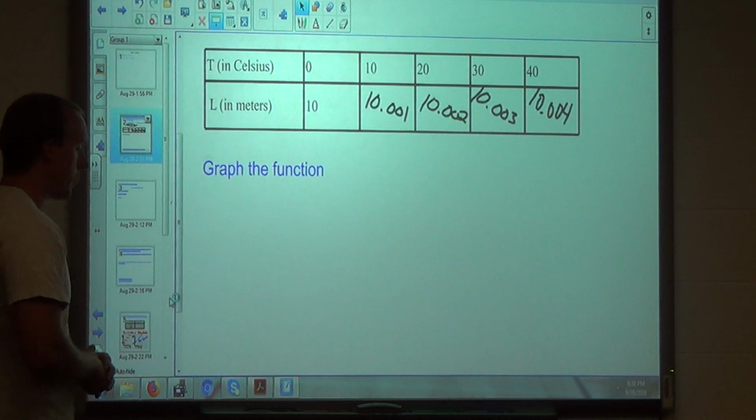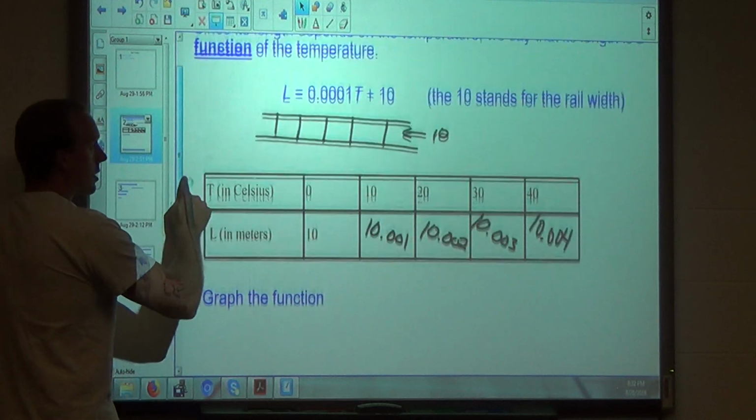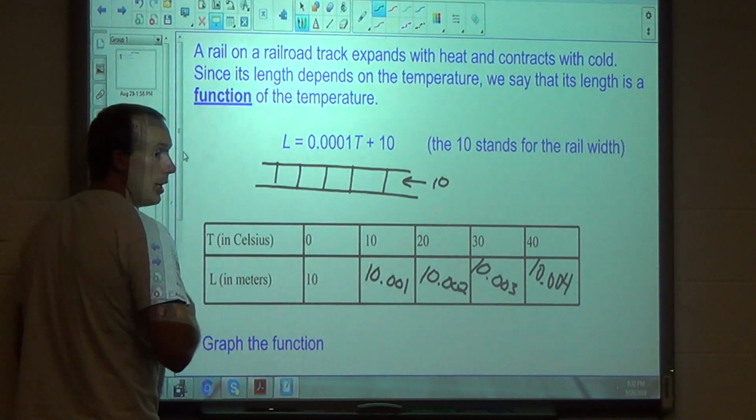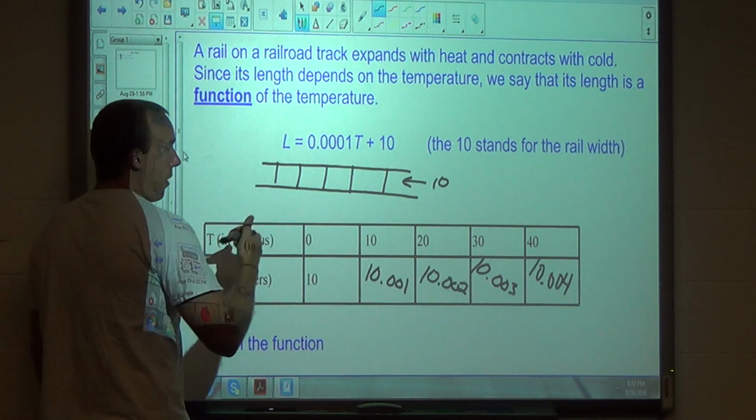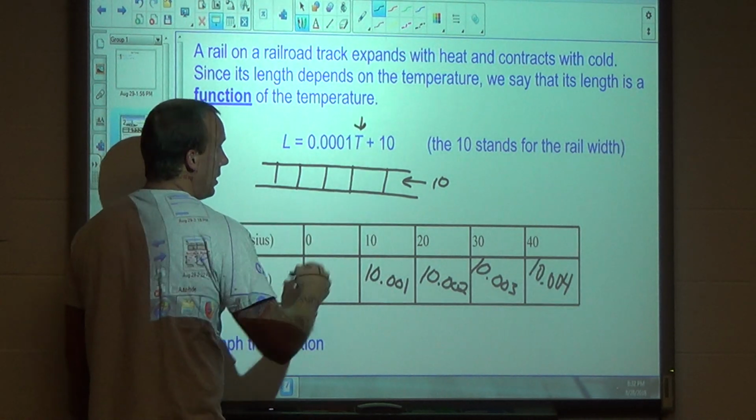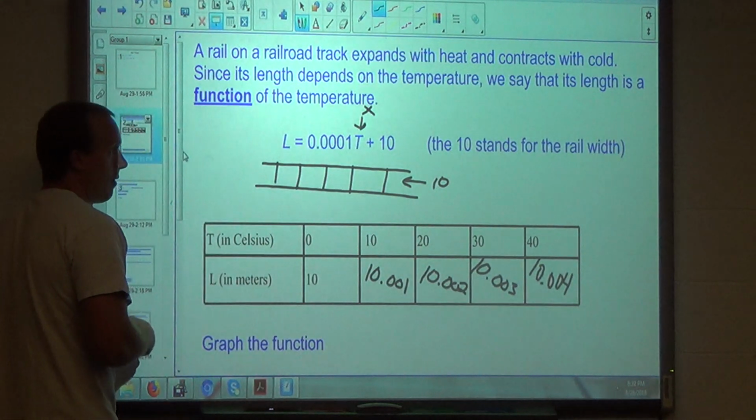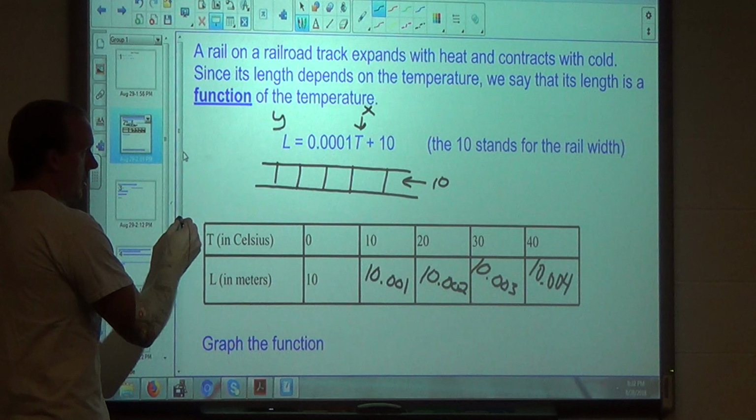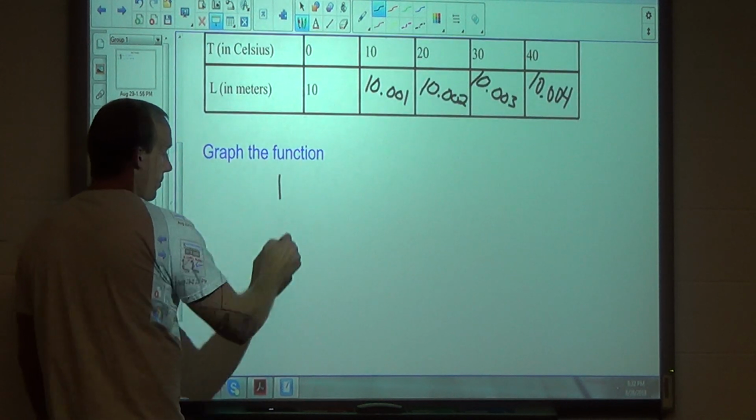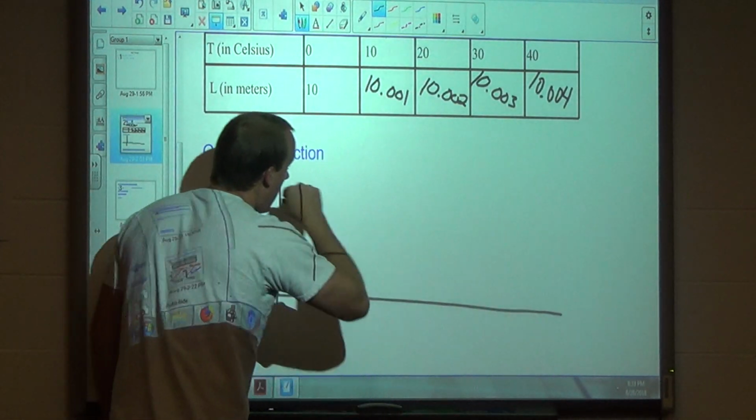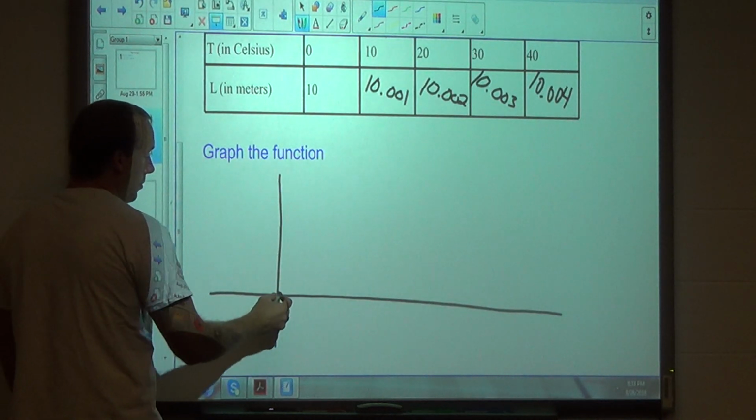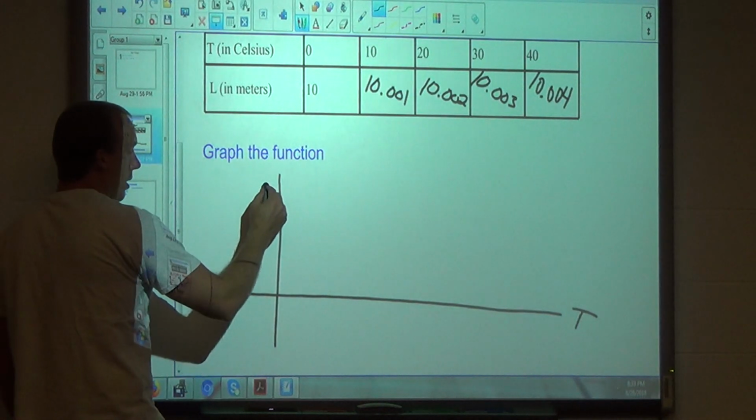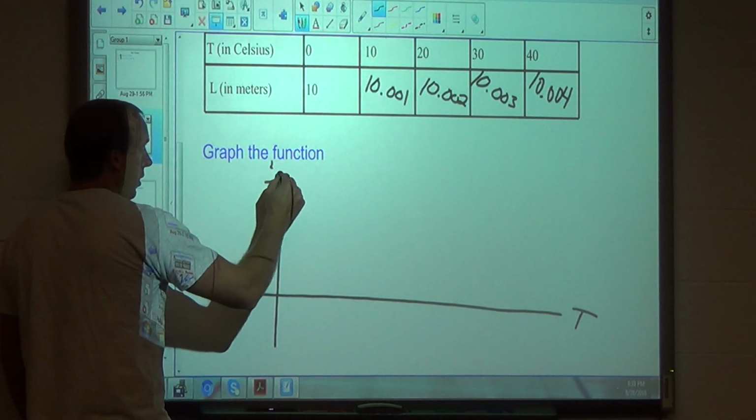So I now plug in the numbers, and another direction it gives me is to graph the function. If I was going to graph this, what would be my x-axis? Would the L or the T be my x-axis? In this problem, we're going to pick T as my x, because that was my input value, and then my L, my length in meters, is going to be the y value. So if I were to graph this, this is my temperature, and then this is my length.